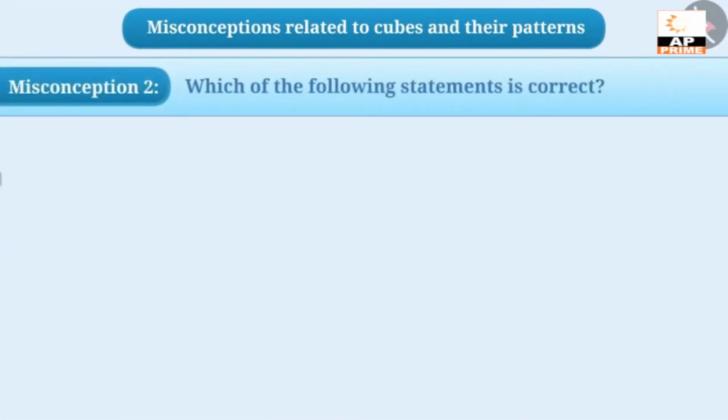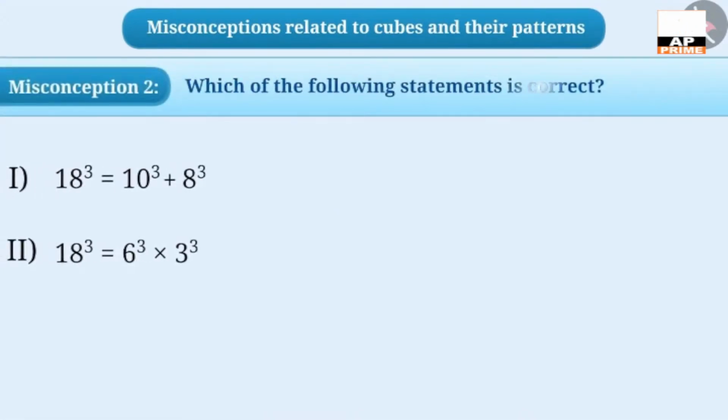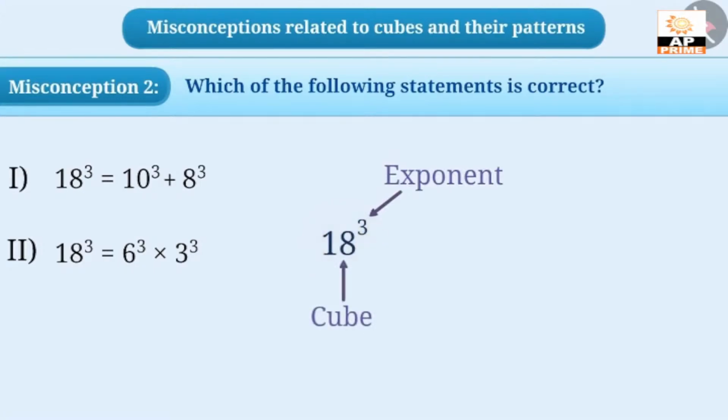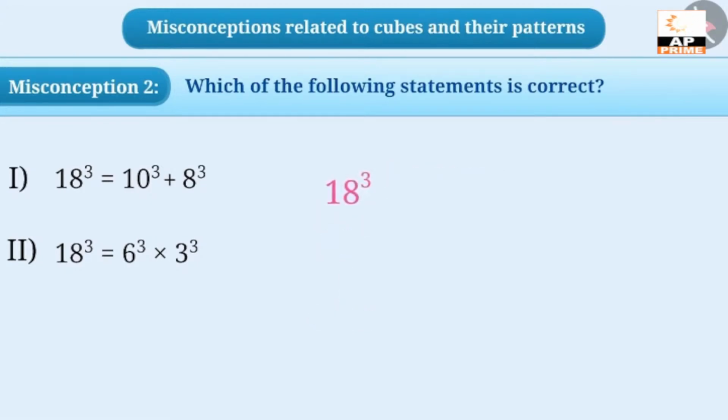Misconception 2. Which of the following statements is correct? Some children are unable to understand the exact meaning of exponents, due to which they make small mistakes in the context of the cube. Some children begin to believe that 18 to the power of 3 is equal to the sum of 10 to the power of 3 and 8 to the power of 3 because the sum of 10 and 8 is 18. But this is a misunderstanding.